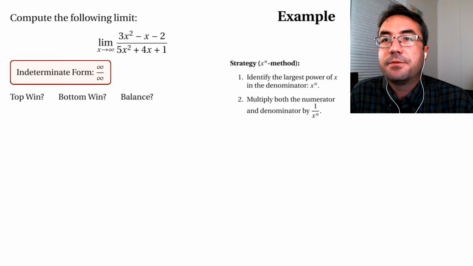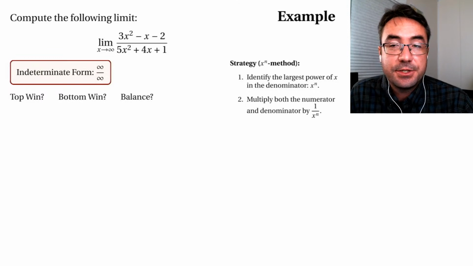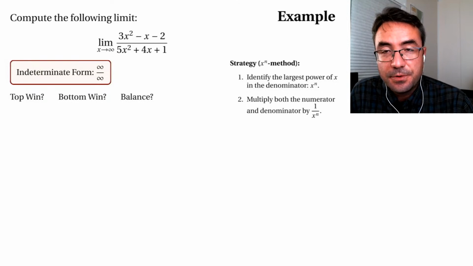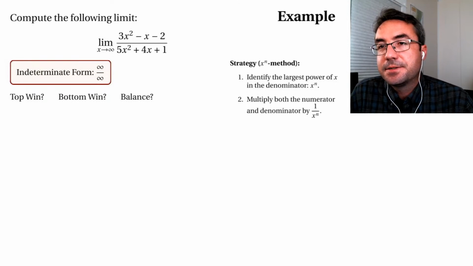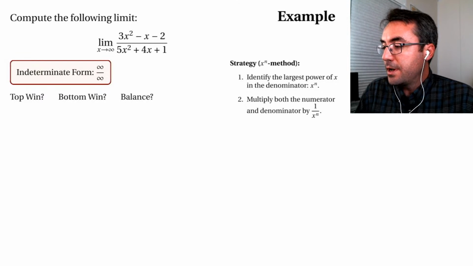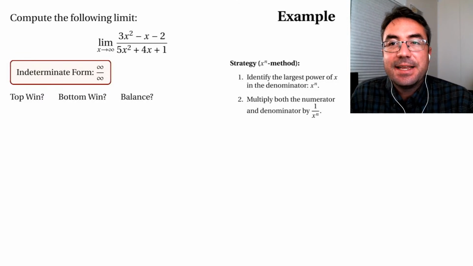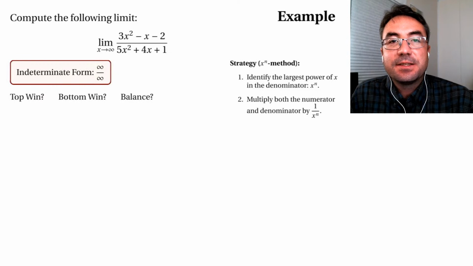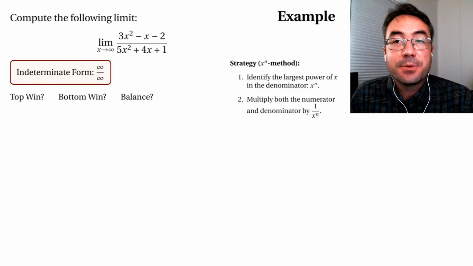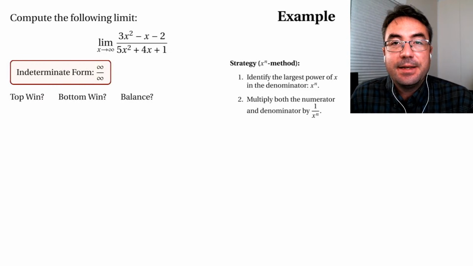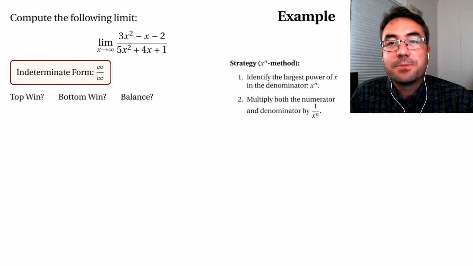We're going to do the limit of 3x squared minus x minus 2 over 5x squared plus 4x plus 1 as x goes to infinity. And what we're going to see is that this limit is in indeterminate form, and it requires a special procedure on how to do it.